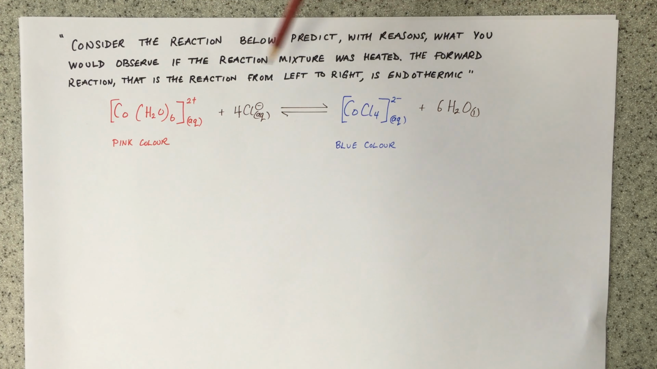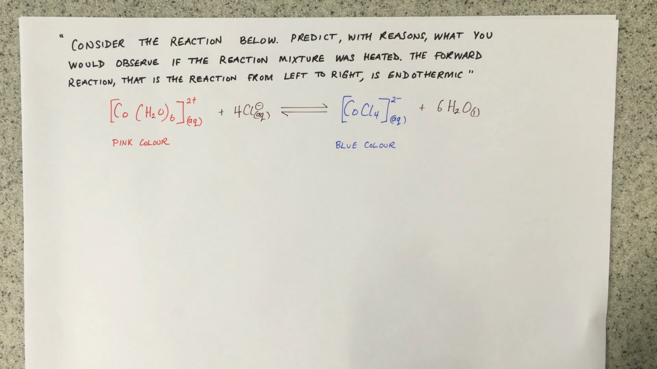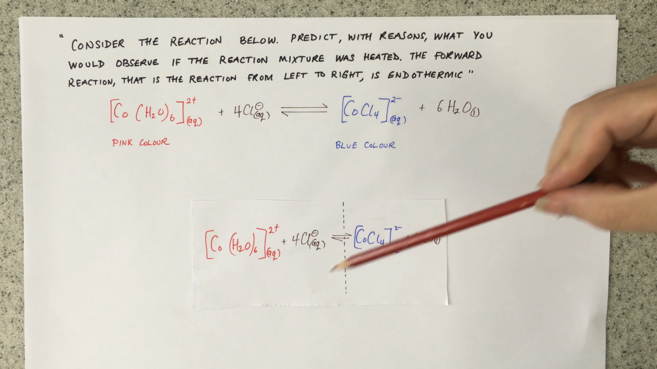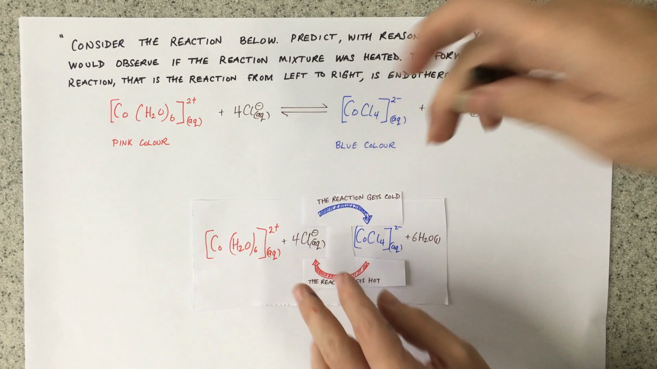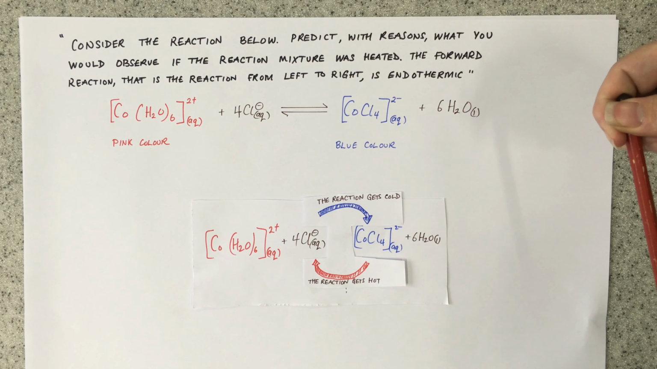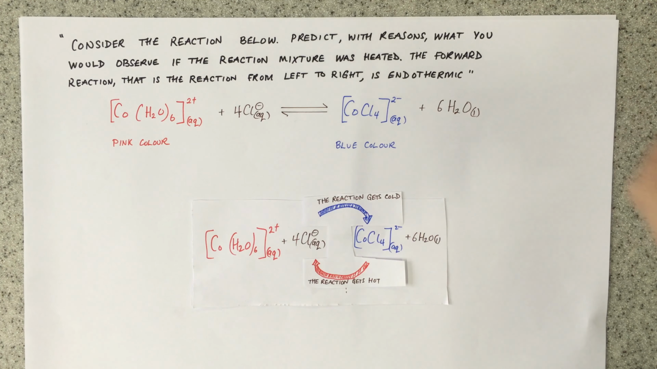Because we've been told that the reaction from left to right is endothermic, that means that reaction gets cold. That must mean the reaction from right to left is exothermic. So let's think of it this way. The reaction is made of two sides, the left-hand side and the right-hand side. The forward reaction, from left to right, is endothermic, which means the reaction gets cold, which means that when the reaction goes from the blue to the pink, the reaction gets hot.